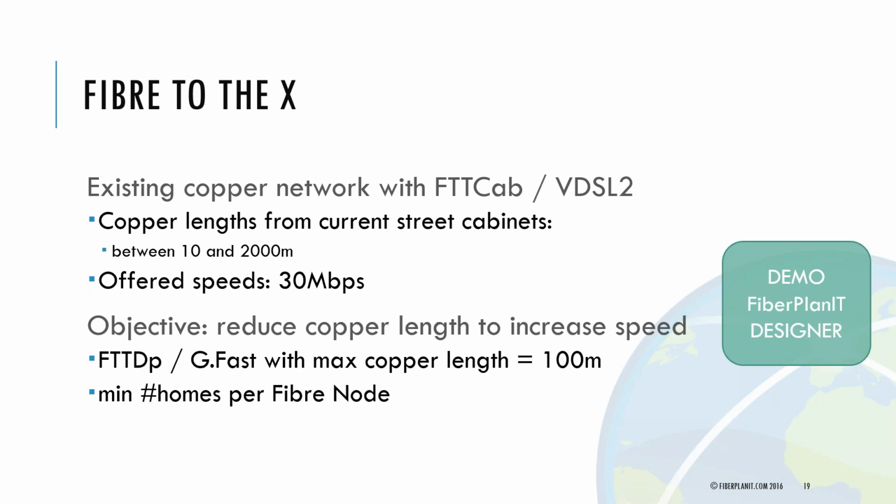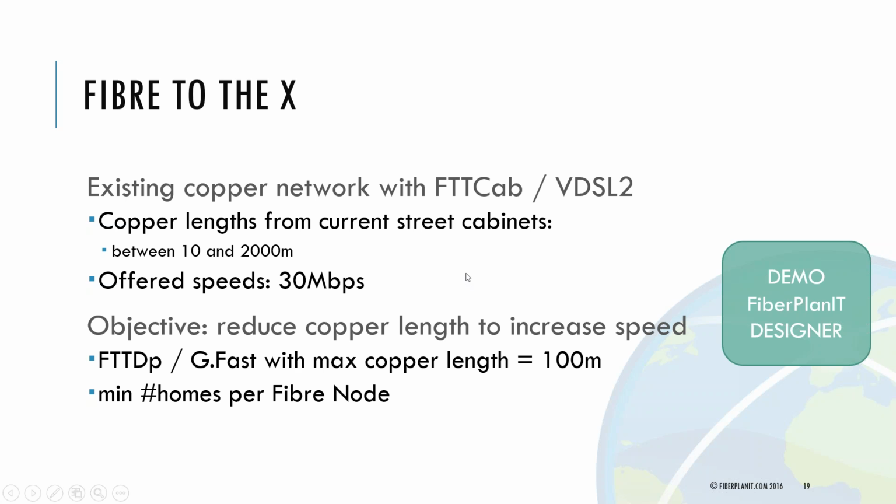Now let's have a look at a Fibre-to-the-X example. In this particular example, we assume that there's an existing copper network. We have fiber to the cabinet already, a VDSL2 scenario. And the copper lengths can vary from 10 meters to 2 kilometers. You can offer a speed of 30 megabits per second.